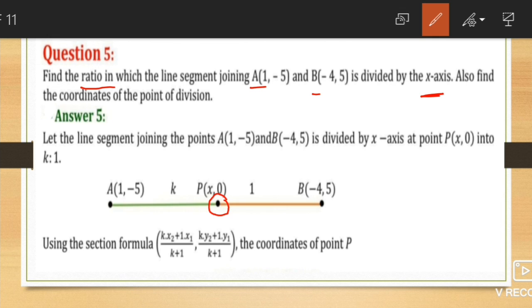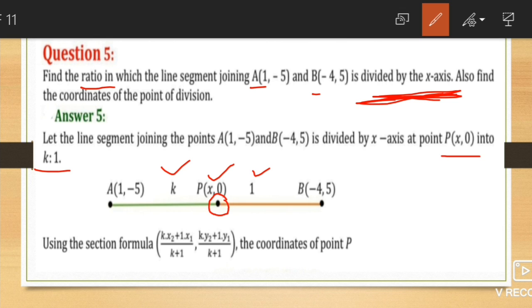Now P also lies on the x-axis, and you know that any point on the x-axis is of the form x comma 0. That's why I am considering P to be the point on the x-axis which divides the line segment AB in k is to 1 ratio, because we have to find the ratio, right? The ratio is unknown. So I am considering that P divides this line segment AB in k is to 1 ratio, and since P lies on the x-axis, the coordinate is x comma 0.